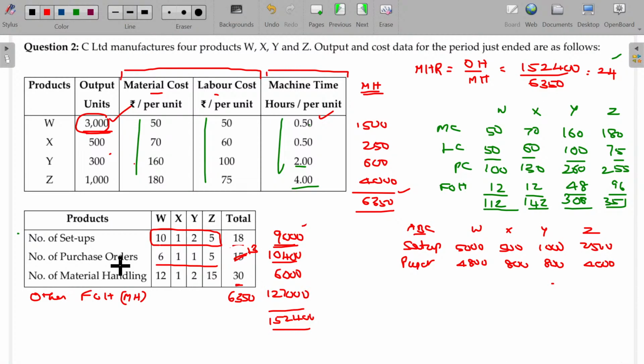Let's try for number of materials handling. 3,000 should be shared among the 4 products in this ratio, 12:1:2:15. Yes. 200 rupees into 12. Material handling. 2,400, 200, 400, 3,000. Other factory overhead. Divide this by this. Come on, get me the value.